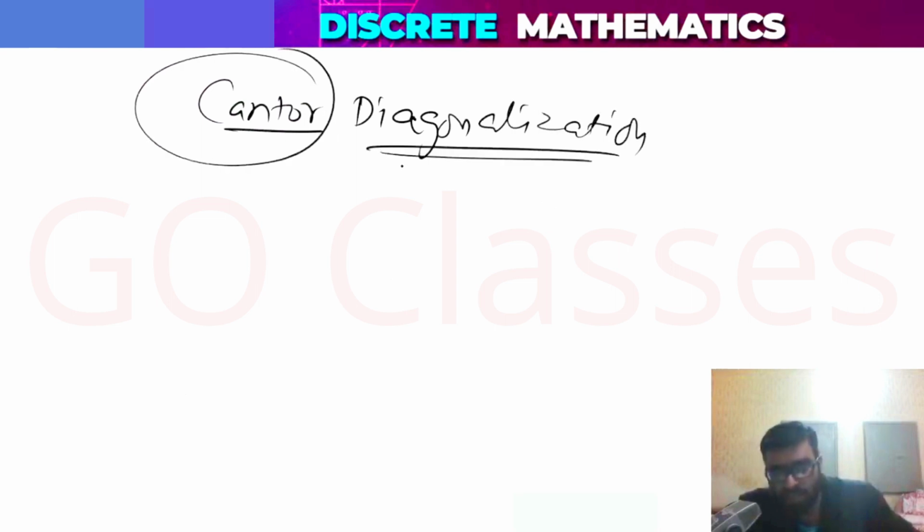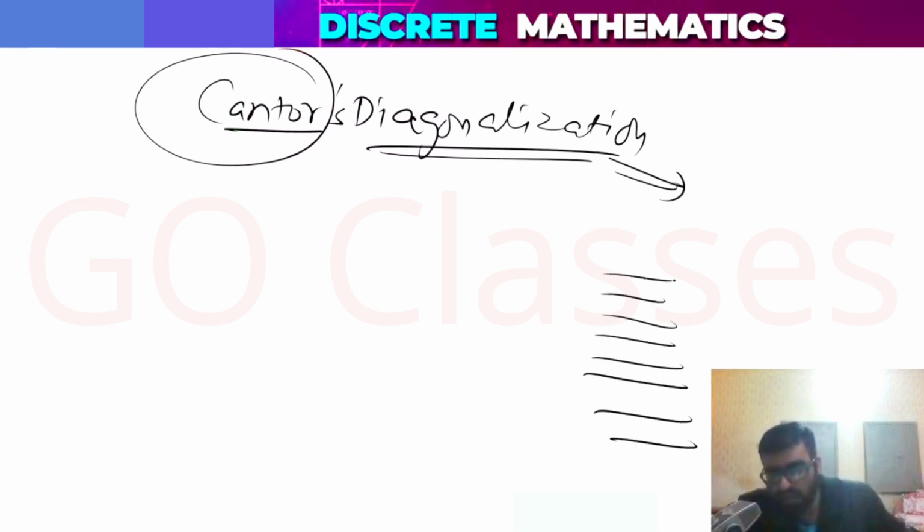Tomorrow what are the topics that we will take? Let me tell you. We will take Cantor's diagonalization theorem. This is actually a very important concept, and we will use it to prove uncountability, that there are different levels of uncountability. This we can very easily prove using Cantor's diagonalization theorem. So this is a very important topic that we will see tomorrow.